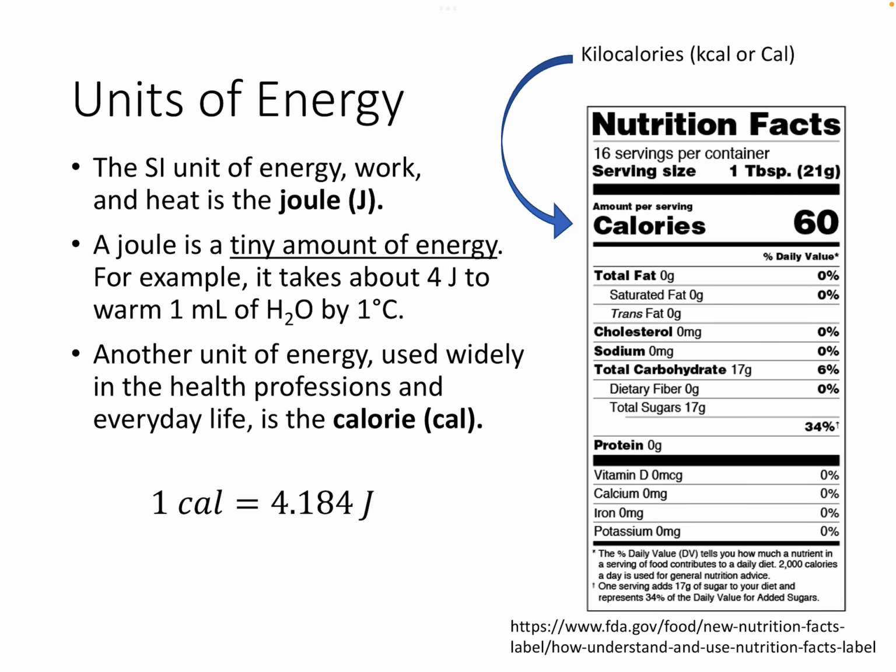Now, with energy and work and heat, we do need units, right? So the SI unit of energy, work, and heat is the joule, which is given a capital J. And a joule is a pretty tiny amount of energy. So for example, if we had 1 milliliter of water, which is really small, and we tried to increase its temperature by only 1 degree Celsius, it would take about 4 joules. So it's not a lot of energy.